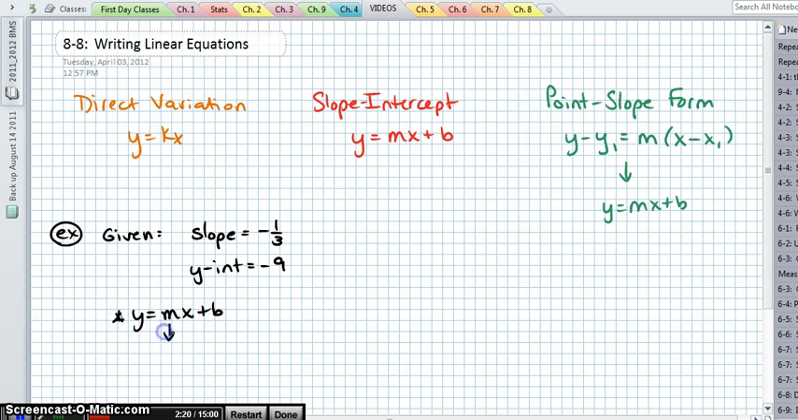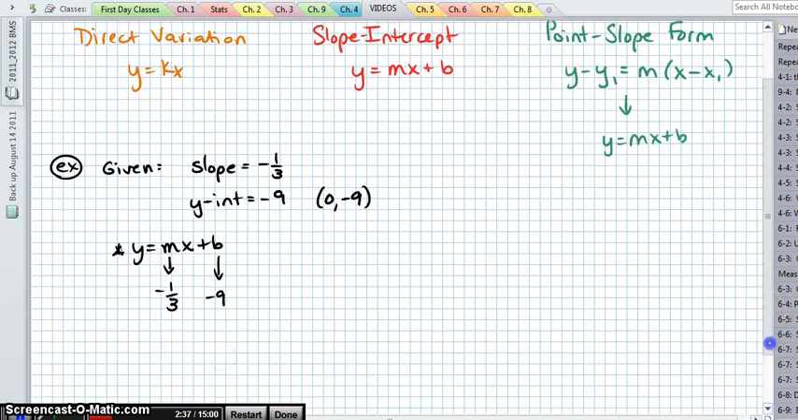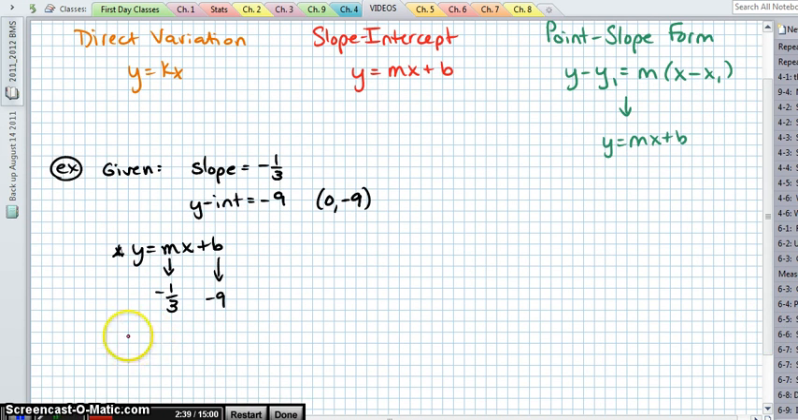Why? Because I was given the slope m, which happens to be negative 1/3, and I was given the y-intercept of -9. And remember that the y-intercept represents the point 0, -9. So x equals 0 when y equals -9. And my general equation then can look like this: negative 1/3 x plus -9, or you could write negative 1/3 x minus 9. And there you go, done.